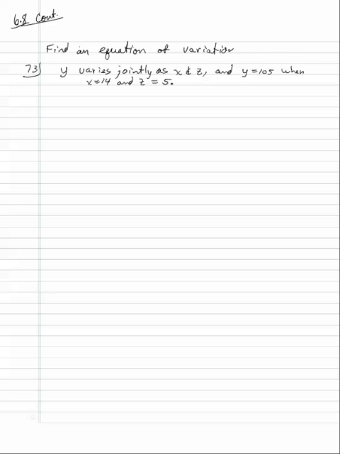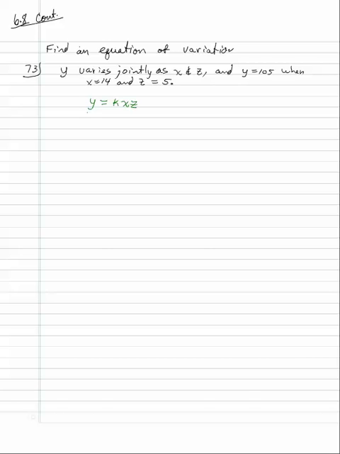Okay, so y varies jointly as x and z, and y equals 105 when x equals 14 and z equals 5. So we're just doing the first part: figure out the equation, what k is. So find the equation of variation. Remember, y varies jointly is like direct, but with two variables. Y varies jointly as x and z. Now we plug in all the variables to figure out what k is.